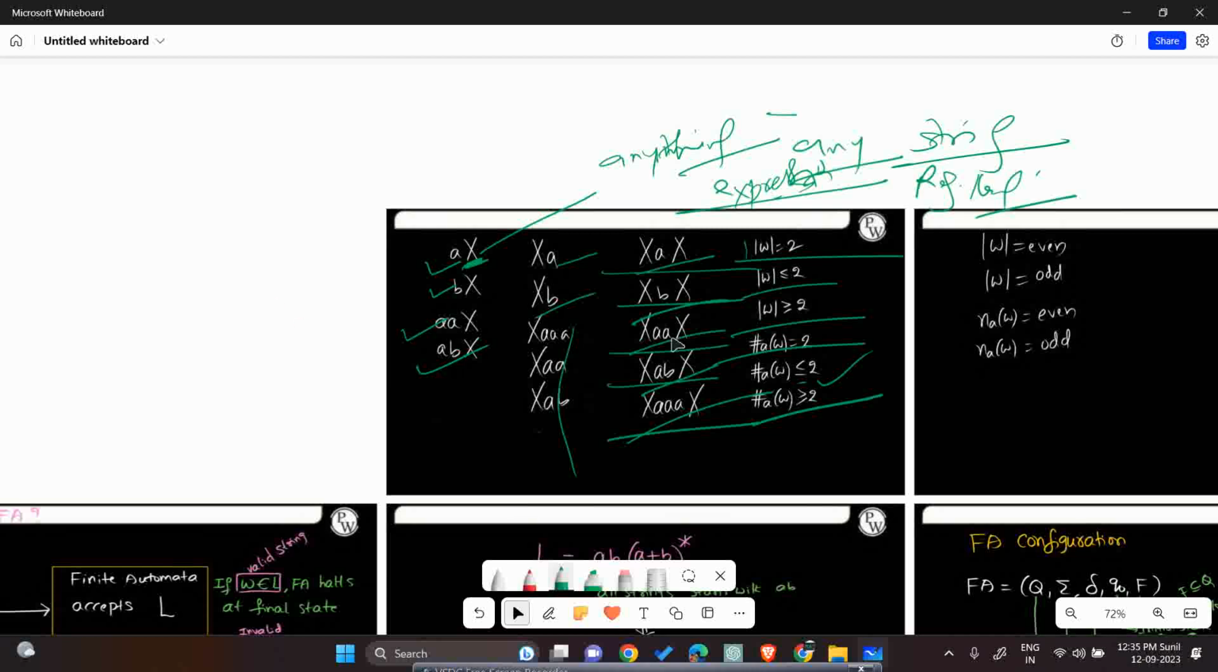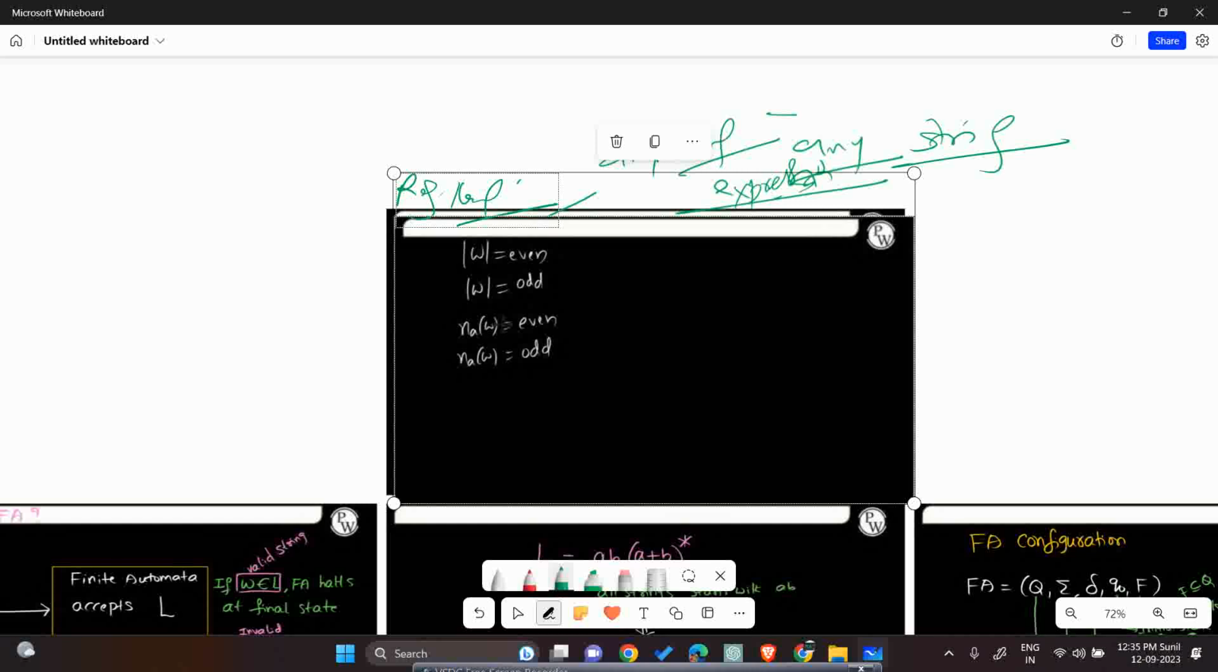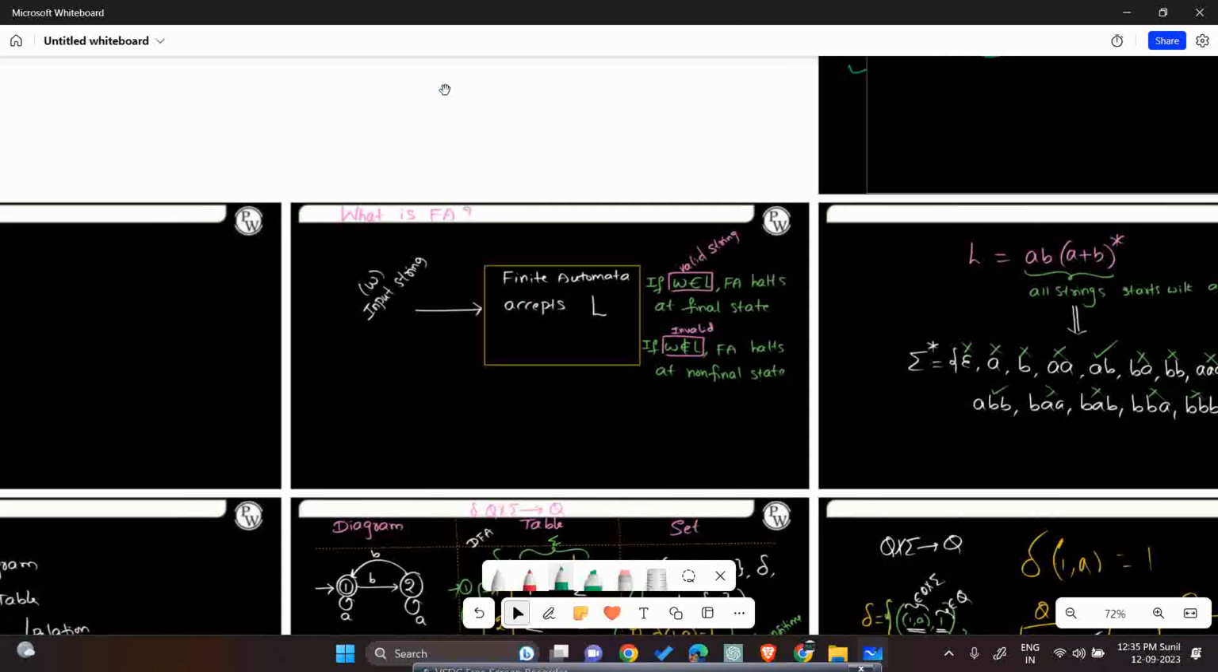So we see next is number of length of string, even, odd, number of a particular symbol is even, odd. We always see this in regular language, right?